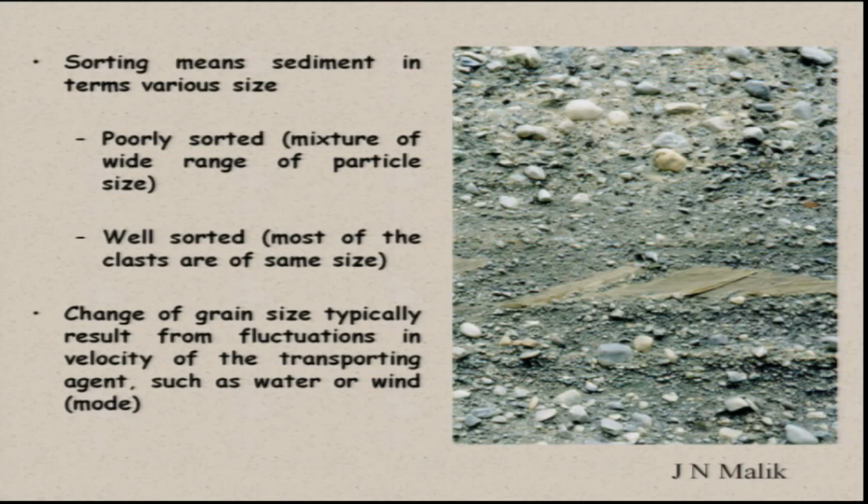Okay. The change in the grain size typically results from the fluctuation in the velocity of the transporting agent. Okay. Either it is wind or water. So if you are having fluctuation of the energy conditions or the velocity, that will affect the sorting of different deposits. So either the deposits are termed as poorly sorted or well sorted.